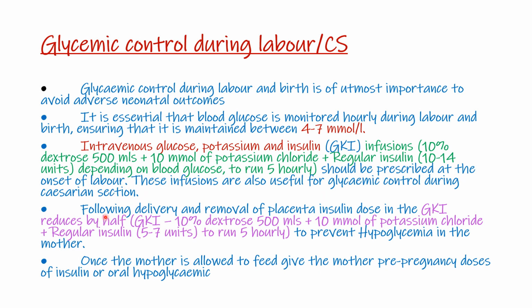So following after delivery has occurred and you've already removed the placenta, then you change the dose of insulin. So meaning now you'll have a 10% dextrose 500 ml, 10 millimoles of potassium chloride, and regular insulin now will be 5 to 7 units. Usually you have to run it 5 hourly to prevent hypoglycemia of the mother.